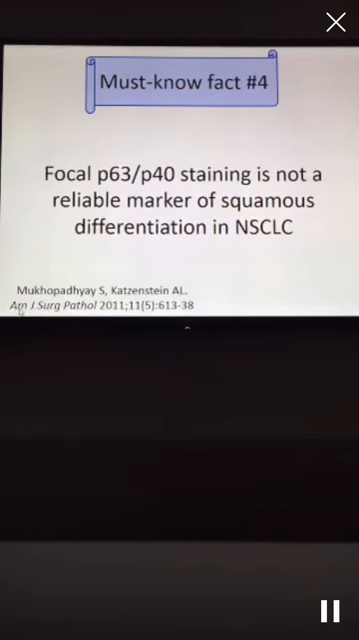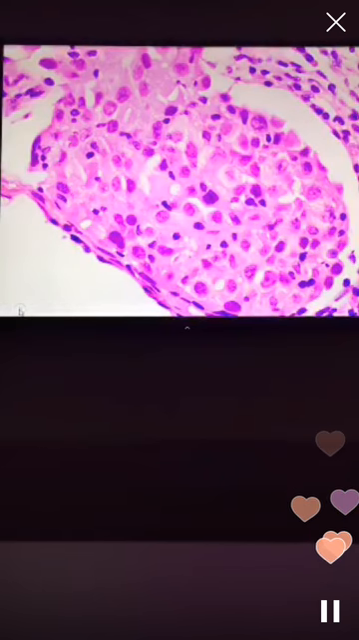And if it's clear cut, which I'll show you in a second, we make an easy diagnosis. But the problems happen when there's focal P63 or P40 staining, especially P63. What I've realized is people think that because P63 is a squamous marker, a little bit of P63 means a little bit of squamous. That's not right at all. It's not right that the cells that have a little P63 are a little bit squamous. For P63 or P40 to be true markers of squamous differentiation, they need to be diffusely and strongly positive. Okay, does everybody get that?